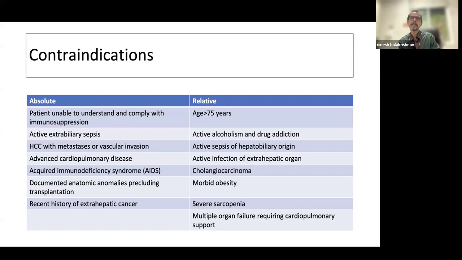Coming to relative contraindications: elderly patients who have comorbid illnesses, and active alcoholism, because you need patients to abstain from alcohol. After a transplant, there is a chance that the patient can go back to active drinking and then the graft will fail within a year. Malignancies like cholangiocarcinoma, one has to select very early disease, and only very carefully selected cases can undergo transplant. So it's a relative contraindication. Severe sarcopenia, is it a contraindication? It is not a contraindication, but these patients may have poor outcome because of poor physiological reserve.